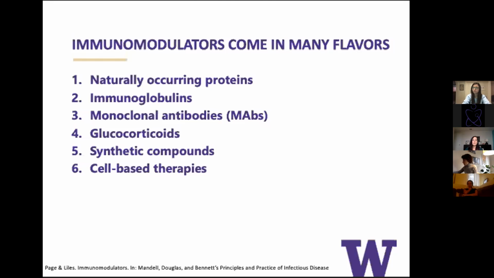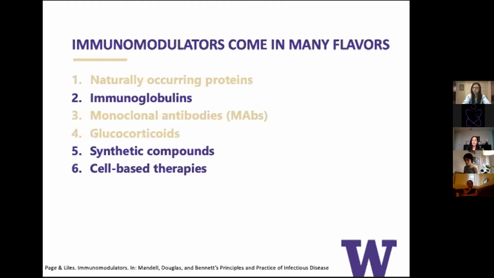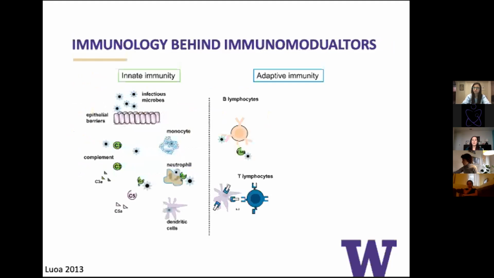Today, we're going to focus primarily on naturally occurring proteins, monoclonal antibodies, and glucocorticoids, because these are the classes that we are going to see most commonly in patients we encounter in both the inpatient and in the outpatient setting. These immunomodulators act on many different aspects of the host immune response.